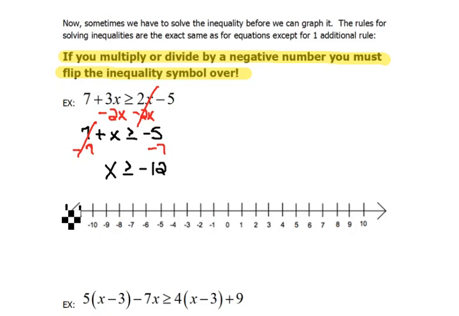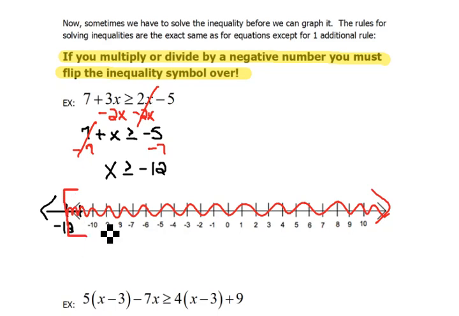Well, my number line actually did not go out enough, did it? So I'm going to extend it out a little bit. Greater than or equal to negative 12 would mean moving towards the right. So it would be all of these numbers. And because we have equality, negative 12 will actually work in that statement. So I'm going to use a bracket.